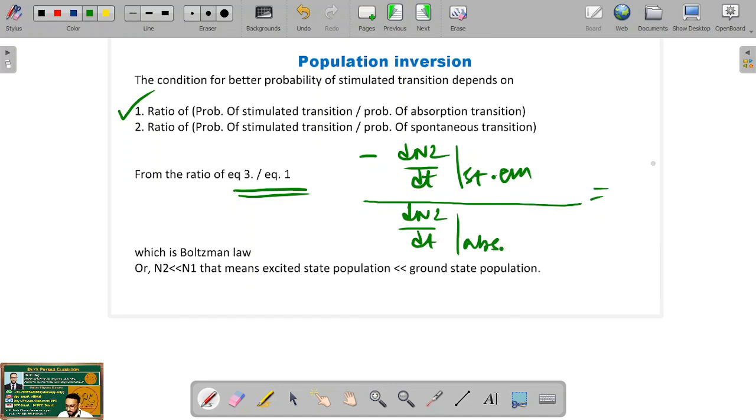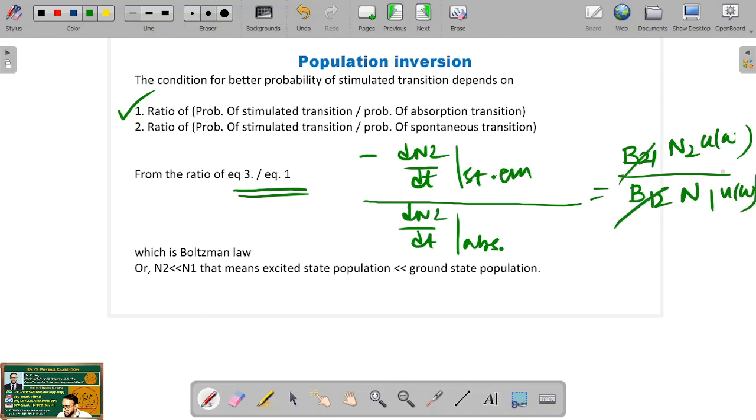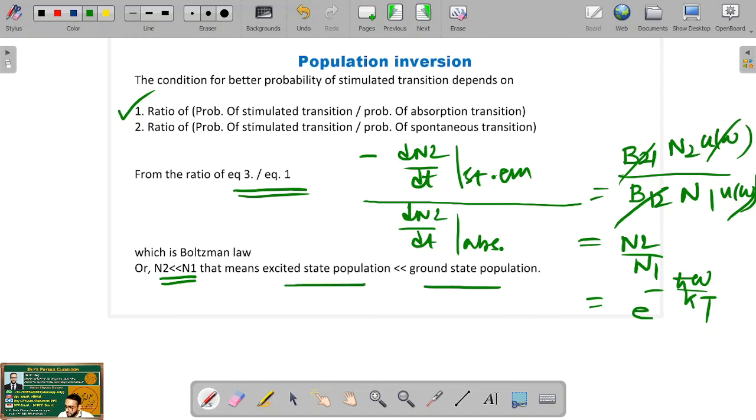That would be equal to B21 N2 u omega divided by B12 N1 u omega. Now as B12 equals B21, this will cancel, u omega will cancel, then only N2 by N1 remains. So rate of transition of stimulated emission by rate of transition of absorption would be N2 by N1, which is also equal to e to the power minus h cut omega by kT according to Boltzmann law. So N2 will always be less than N1. So the excited state population would be very much less than the ground state population.